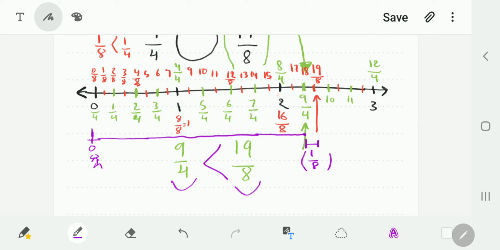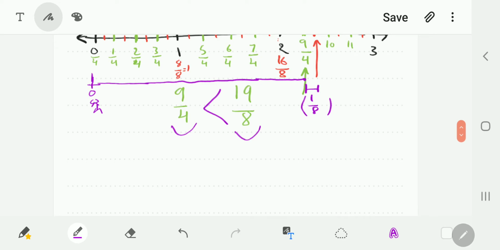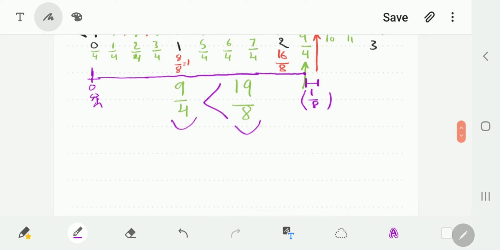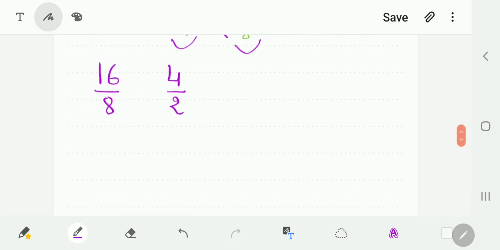So I'm gonna pick other numbers, and then I'm gonna compare them, but with a different strategy. So let's pick one of the problems that we have in problem 2 to compare. It's gonna be 16/8 with 4/2. So 16/8 with 4/2.